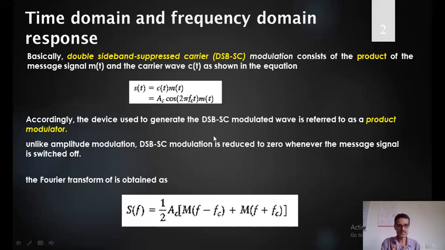Now, what is the difference in terms of the modulated signal when I compare this with double sideband full carrier, that is conventional AM? In conventional AM, if the message signal M of t is equal to 0, we still transmit an unmodulated carrier to the receiver. But in this case, if M of t is equal to 0, S of t will be equal to 0. That means if the message signal is switched off, DSB-SC modulation will reduce to 0, so the output of the modulator will be completely 0. This is the major difference between double sideband suppressed carrier and double sideband full carrier. In the full carrier method, we transmit the unmodulated carrier even if the message signal is absent.